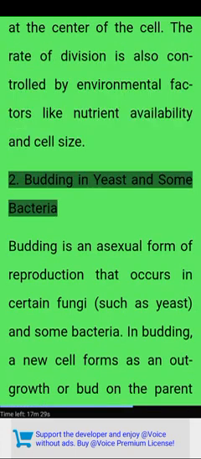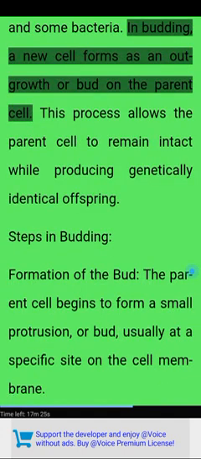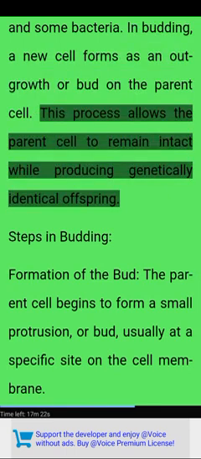2. Budding in yeast and some bacteria. Budding is an asexual form of reproduction that occurs in certain fungi, such as yeast, and some bacteria. In budding, a new cell forms as an outgrowth or bud on the parent cell. This process allows the parent cell to remain intact while producing genetically identical offspring.